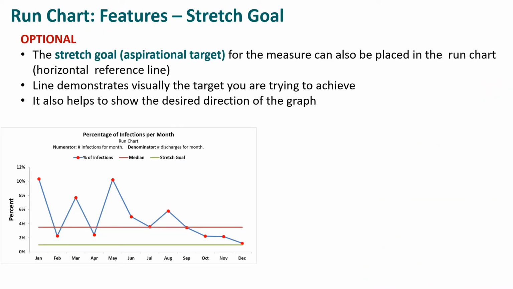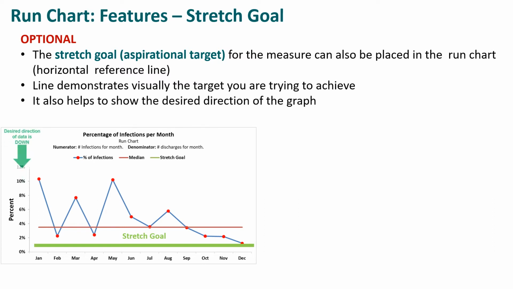An optional feature you can include in your run chart is what we call a stretch goal, or the aspirational target for the measure. And this can be placed into the run chart as a horizontal reference line. The line demonstrates visually the target that you're actually trying to achieve in your project for this measure. It can also help you show the desired direction of the chart.